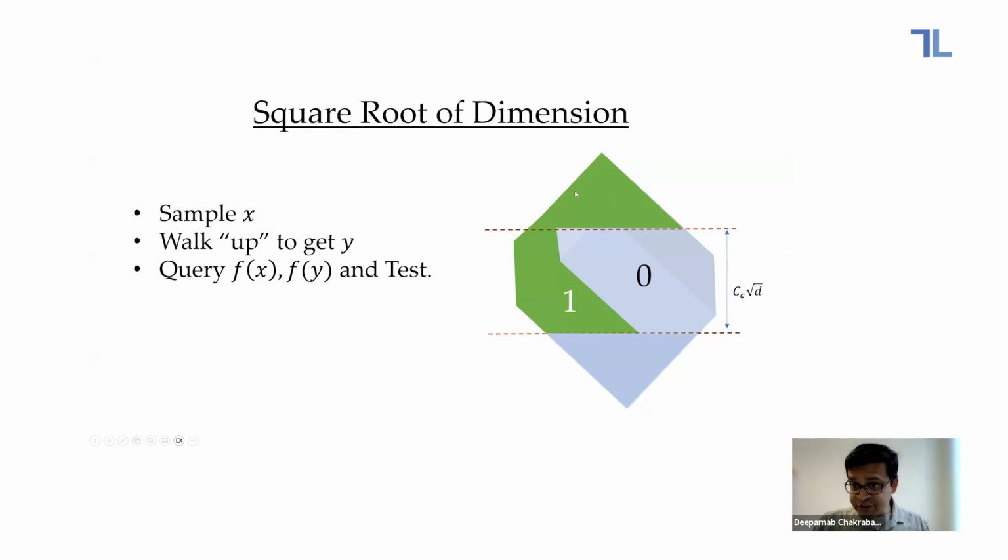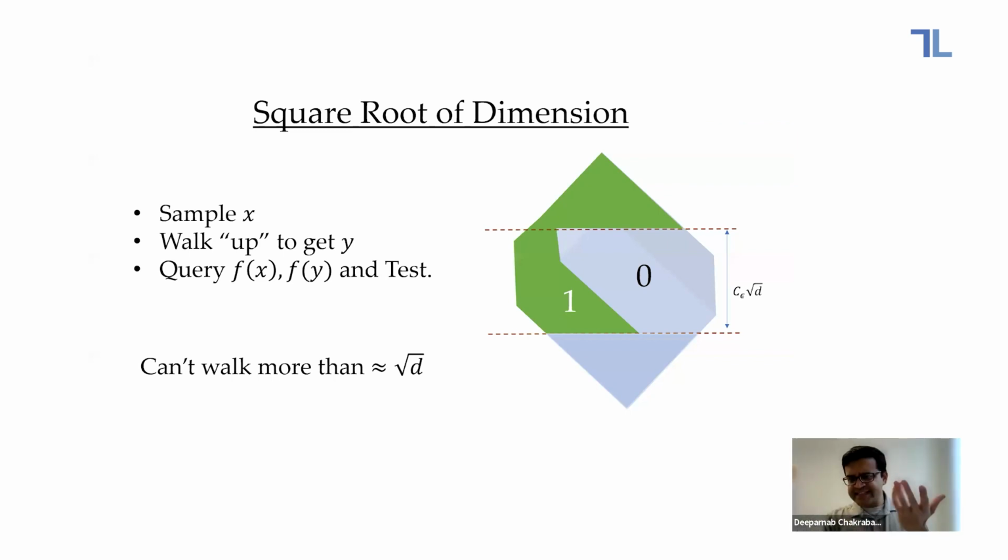What this change leads to is that if you take any pair where x lies here and y lies there, so x's Hamming weight is less than d/2 minus c square root d, and y's Hamming weight is more than d/2 plus c square root d, they're useless for us, because I know their function values are going to be 0 and 1 respectively. So you never want to query points which are far away from this middle zone. And therefore, you don't really want to walk more than square root d. But you can walk square root d.